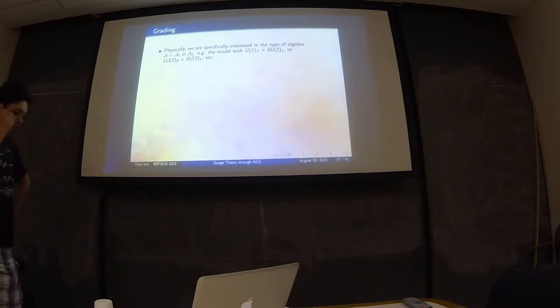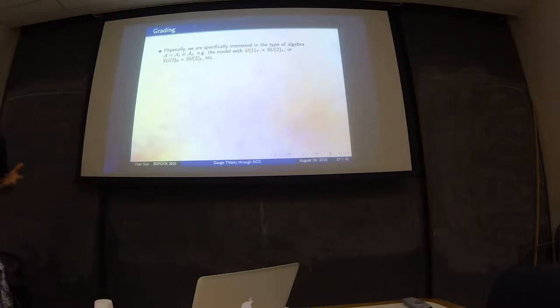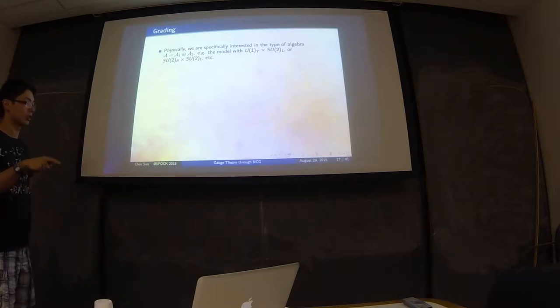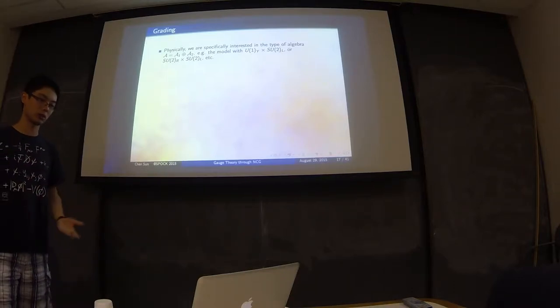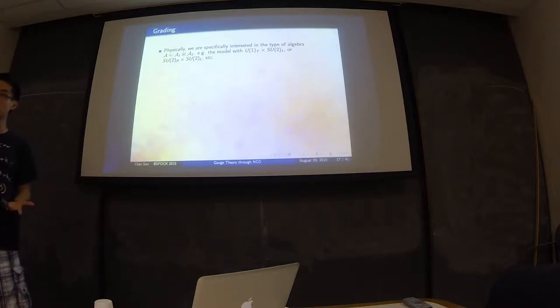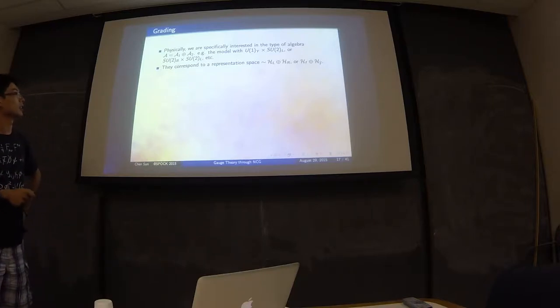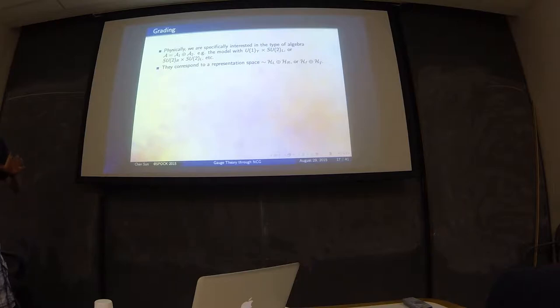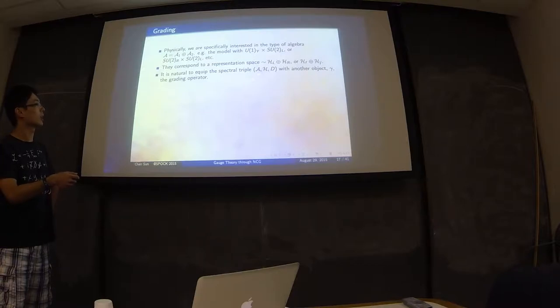So physically, we are interested in those kinds of algebra with a product, or sum, of two algebras. Because we are interested, for example, in the standard model, where we have U1 cross SU2, and we also like to build left-right symmetric models, things like that. So this corresponds to a representation which also has two parts. And then it's natural to equip, besides this A, H, D, which is called the spectral triple, another object.